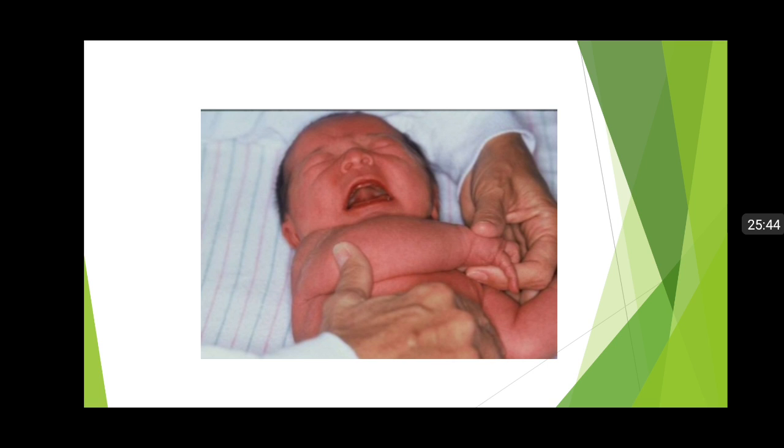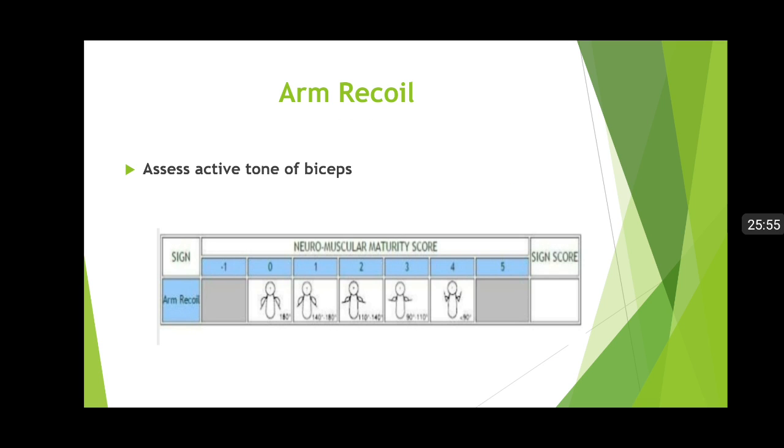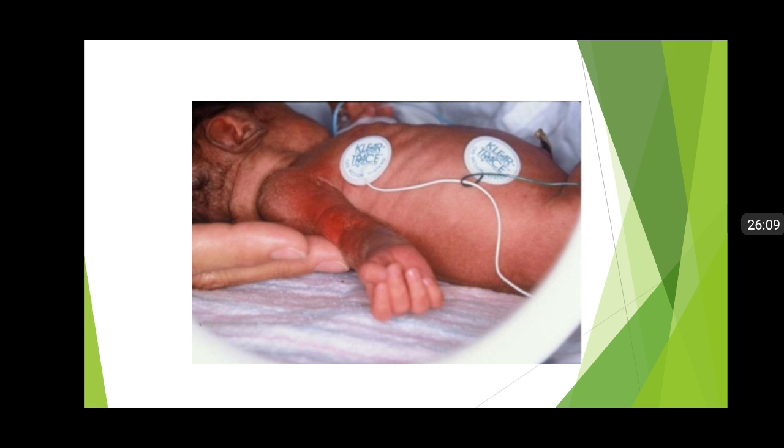It also indicates passive tone, that is, resistance felt to a movement of the shoulder. Then active tone we assess by two maneuvers. One is arm recoil, another one is traction response. In arm recoil, in a supine infant, the flexed forearm we extend by pulling the hand and wrist and then release, and we assess the recoil.